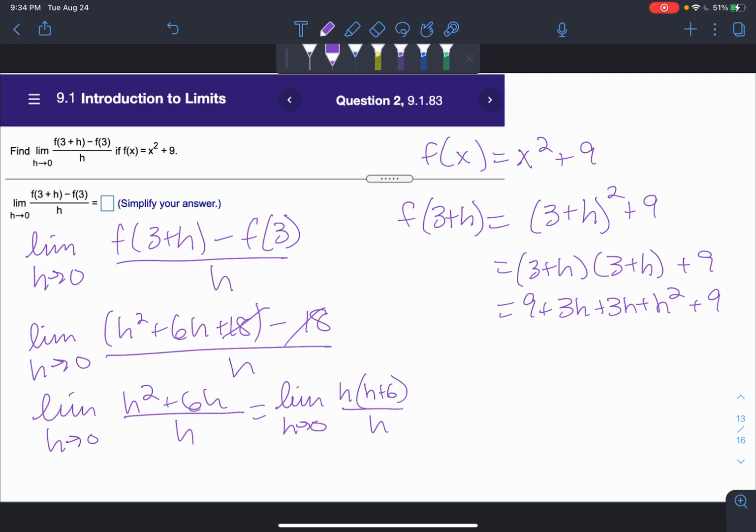Okay, and now we can cancel these h's, which is really nice because now we get rid of the divide by 0 issue. So then we have the limit as h goes to 0 of h plus 6. If we plug in h equals 0, we get 0 plus 6 is equal to 6, and that will be our limit.